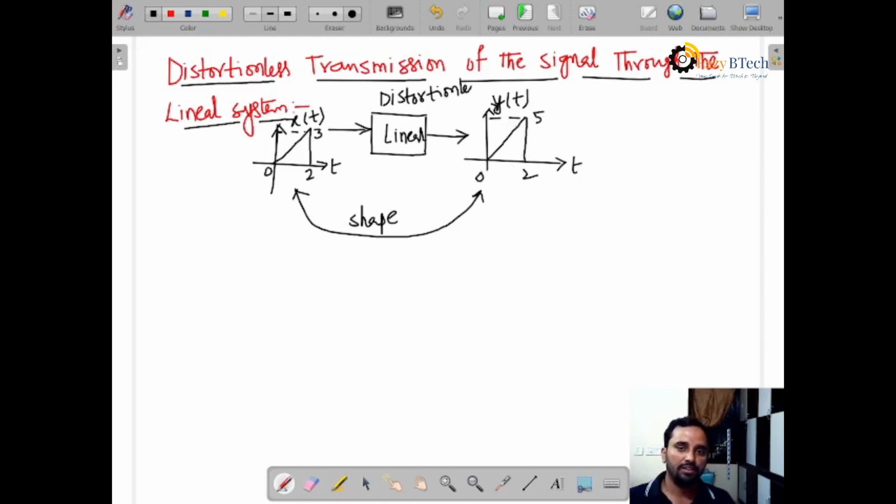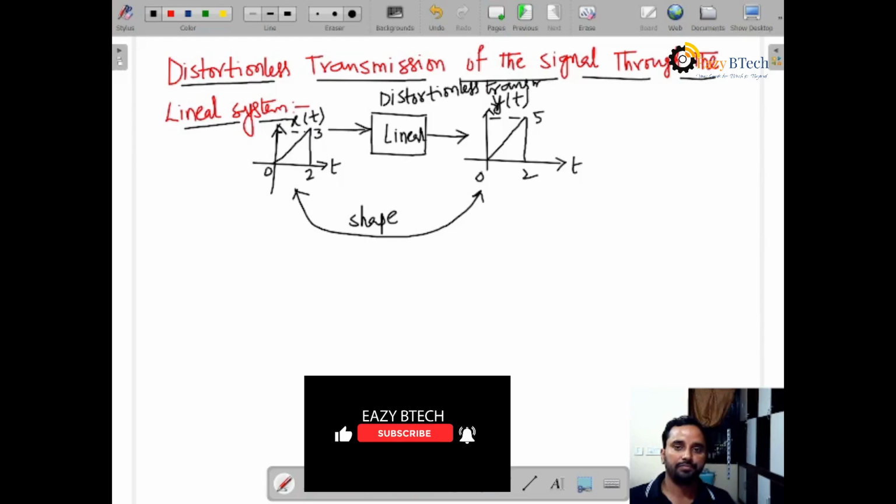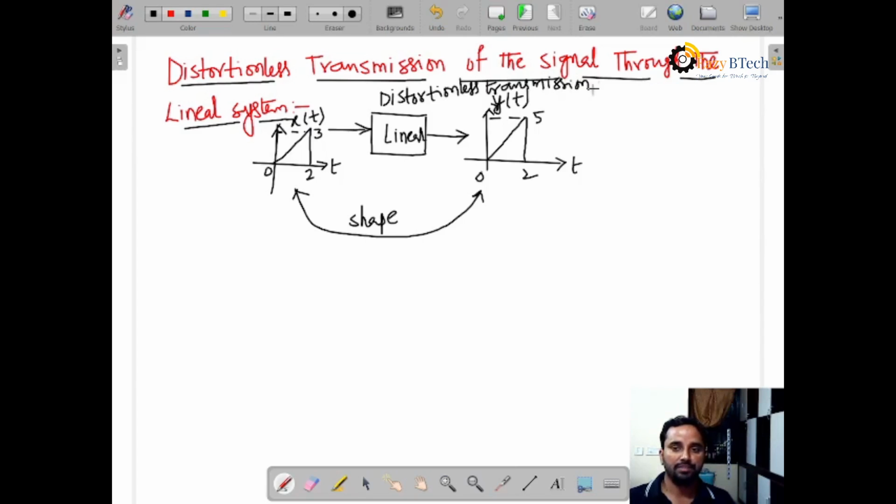So this case is distortionless transmission. For example, if the output signal shape is not the same as the input, that is called distortion. That is called distortion. Okay.